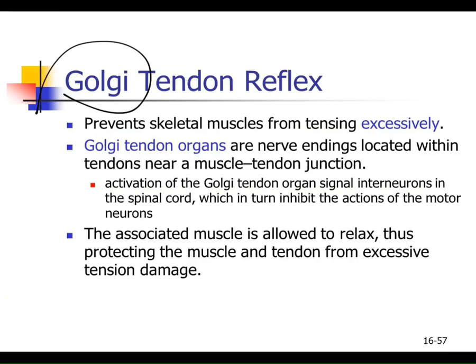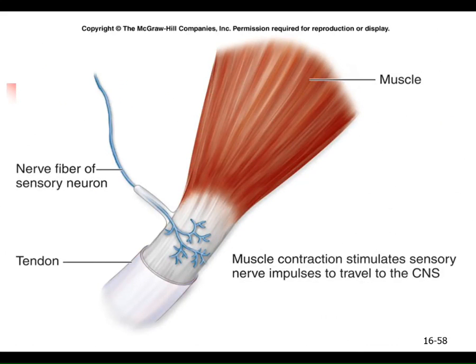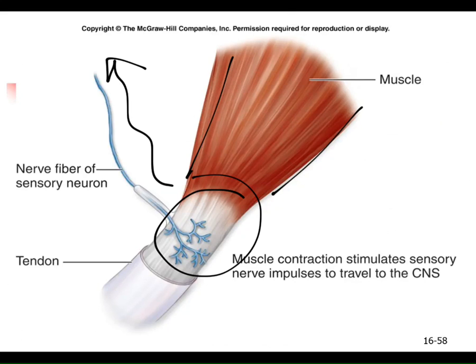So here, let me show you what these Golgi tendon reflexes or organs are. At the interface of the muscle and the tendon, right? We recognize that. There are these sensory neurons. So which way are they heading? They're outgoing, right? They're afferent.